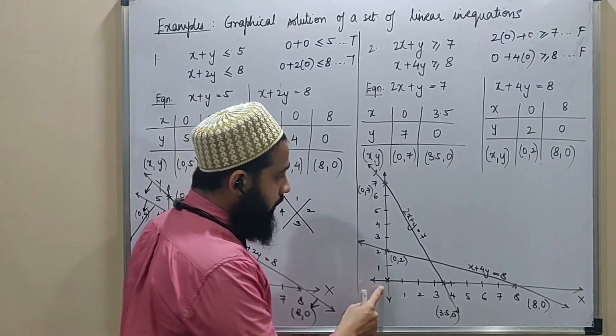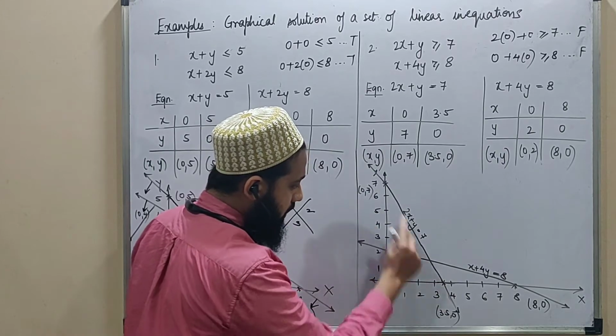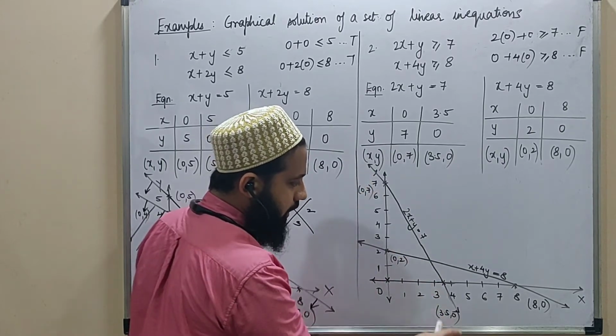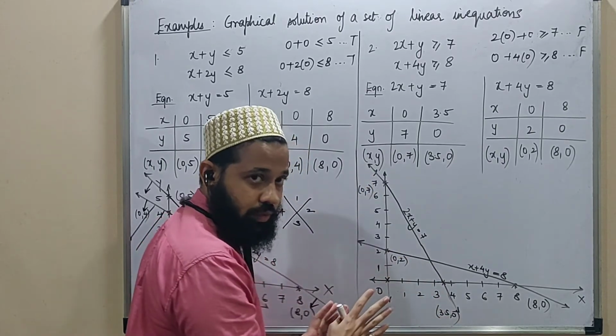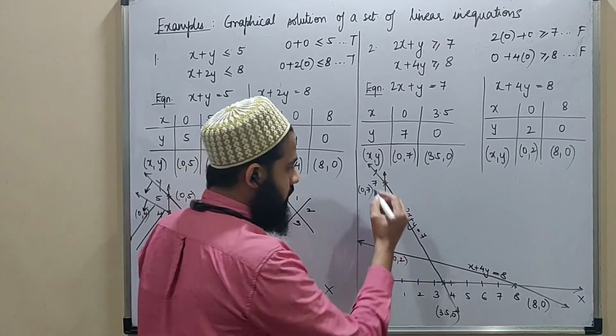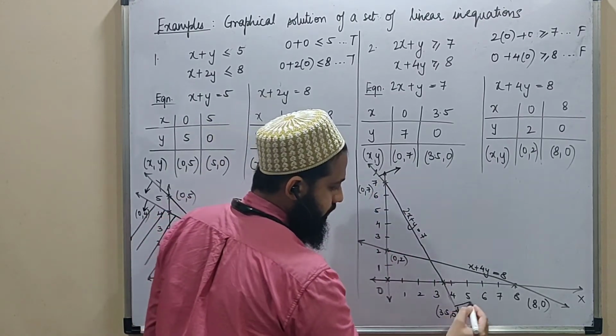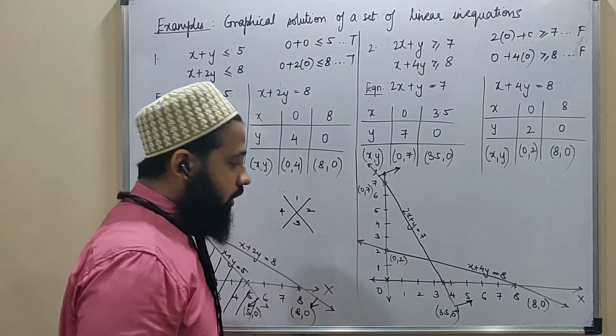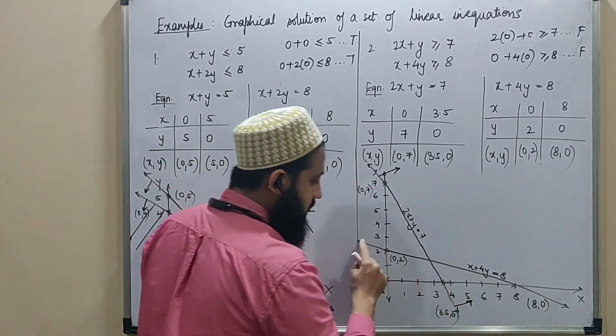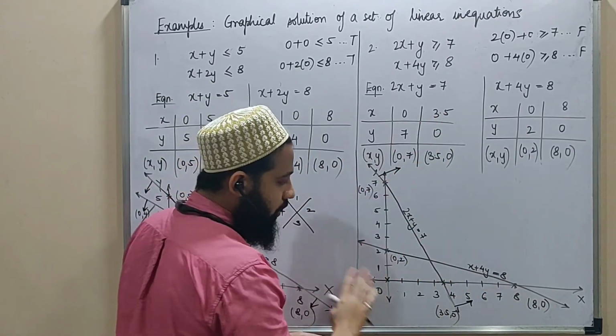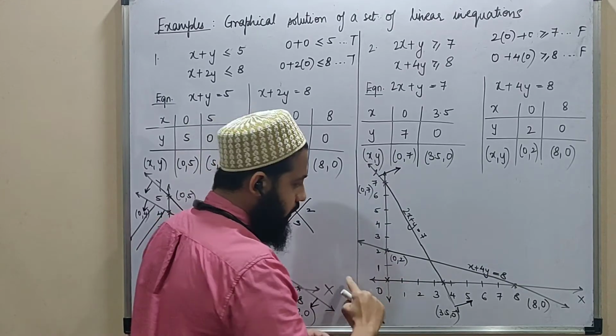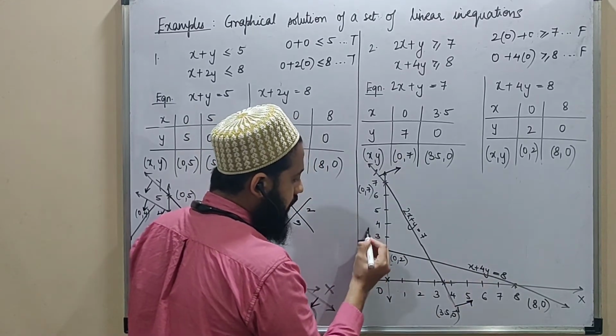0 is not a point of this region for this line. Talking about this line only, 0 is not part of it, right? It gave a false, so it is the opposite direction. Talking about this line as well, 0 gave me a false output. 0 is not part of the solution, so entire region is discarded. We'll take the opposite region.